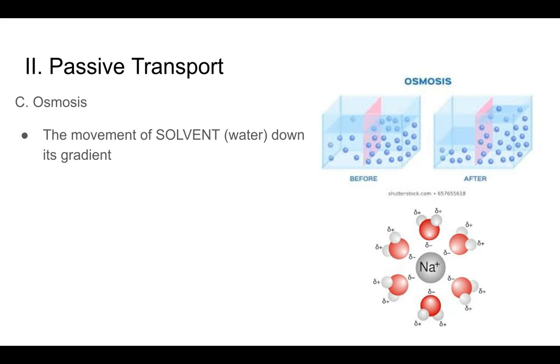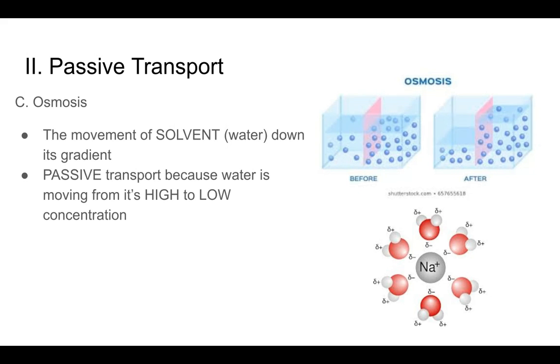Osmosis is really the movement of a solvent, and most solvents are water. So we see the movement of water down its gradient, which is why osmosis falls under the umbrella of passive transport. Because passive transport is any time a substance, be that solute when we were talking about diffusion and facilitated diffusion, or now solvent as we were talking about water, moves from an area of high concentration to an area of low concentration, down its gradient. So again, this second bullet really is in writing what I just verbally said.